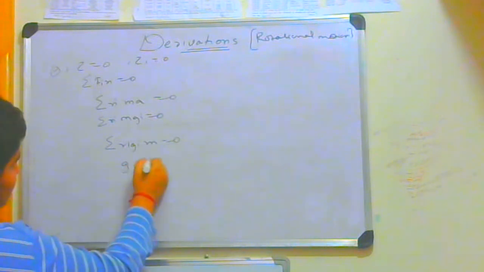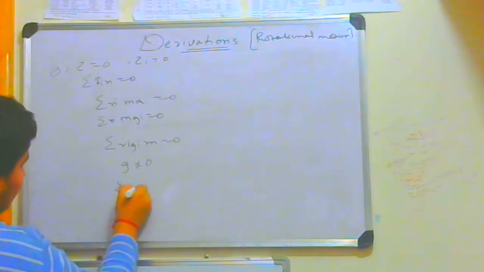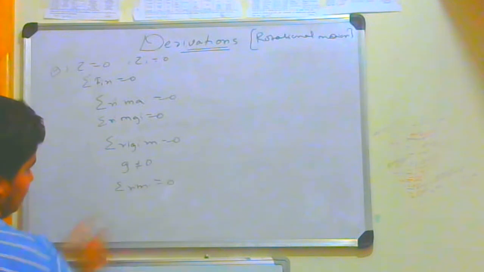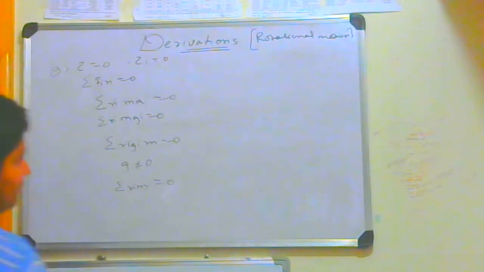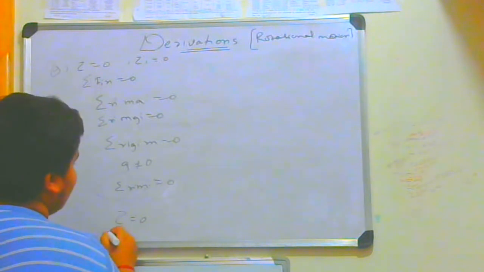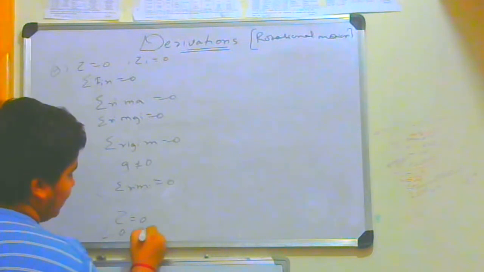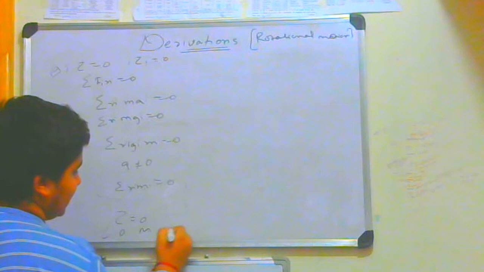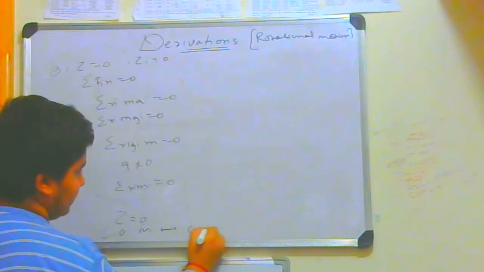Now G is not equal to 0. So summation Ri Mi equals 0. So when summation Ri Mi equals 0, tau equals 0, and center of mass coincides with center of gravity.